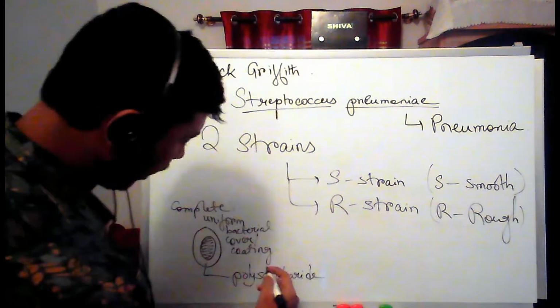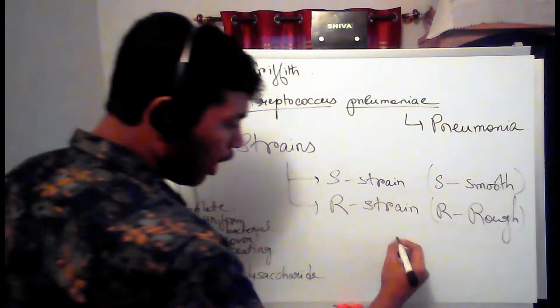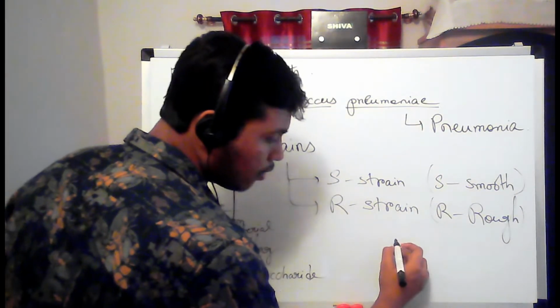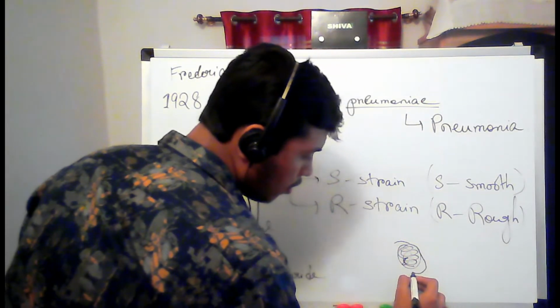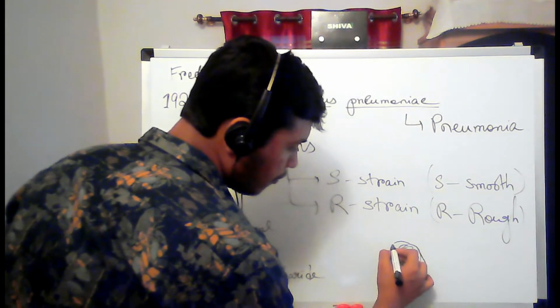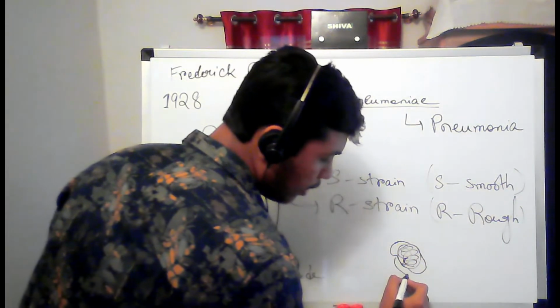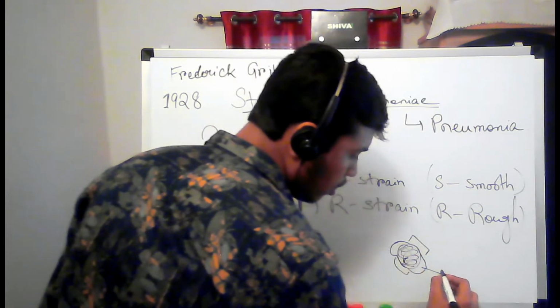Now, polysaccharide. So there was a complete coating of polysaccharide, and the R strain, the same bacteria, did not have a complete coating. It had bits and parts of it, which made it rough. See, it made it rough. This was the open area. There was coating over here, polysaccharide.